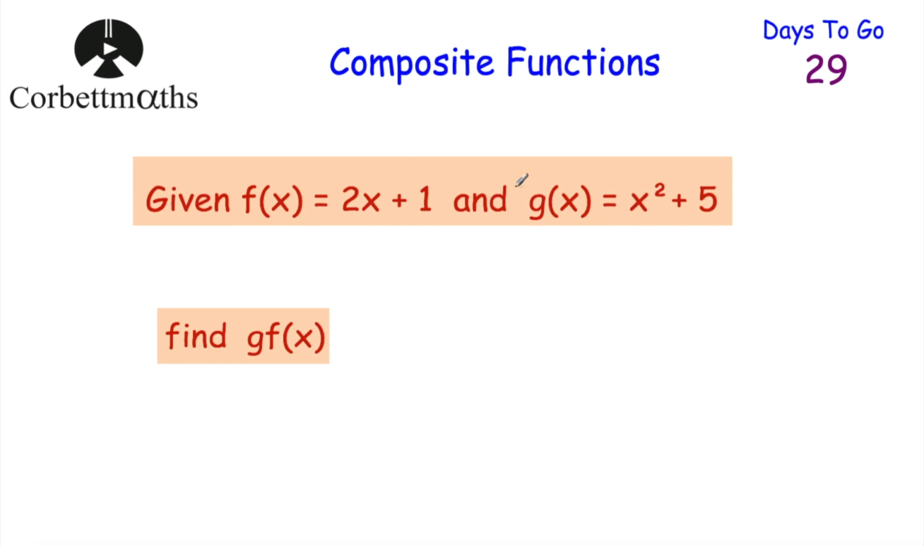Okay, so this time we've got the same functions. We've been given f of x is equal to 2x plus 1 and g of x is equal to x squared plus 5. But this time we've been asked to find gf of x. So in other words, we're going to apply function f first of all and then function g.